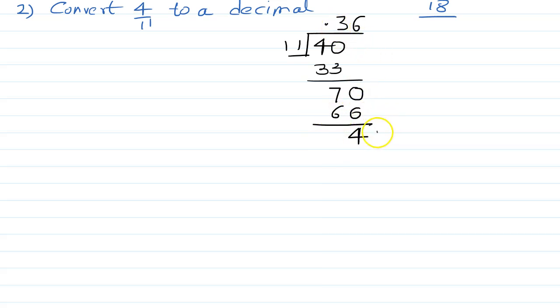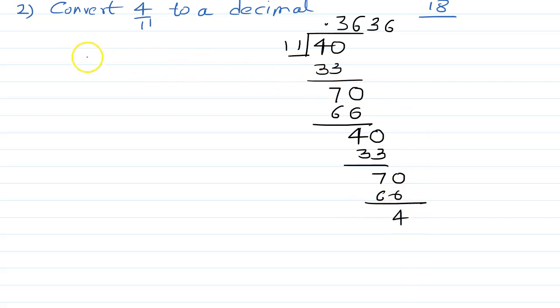The point is there, so you can put another 0. Now 11 times 3 is 33. Again 40 take away 33 is 7. Now the point is there, so you can put another 0, and 11 times 6 is 66. So we got 4 again.